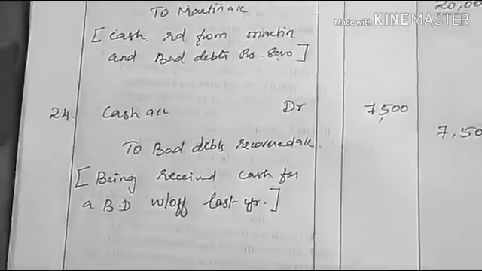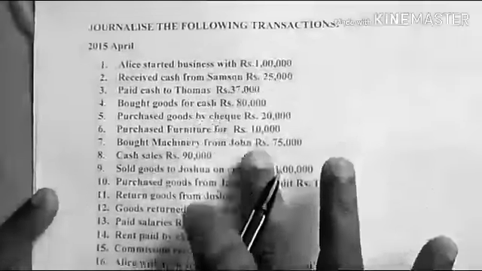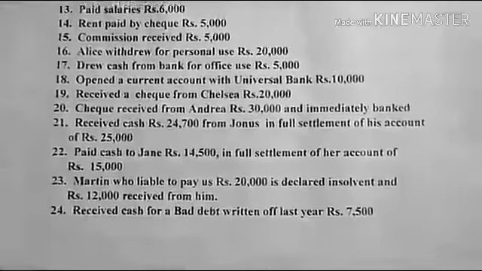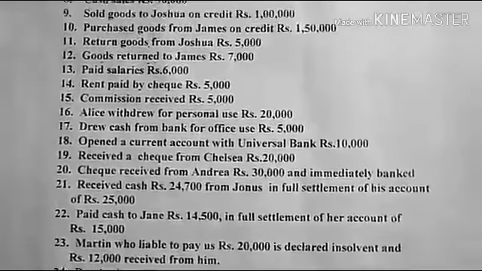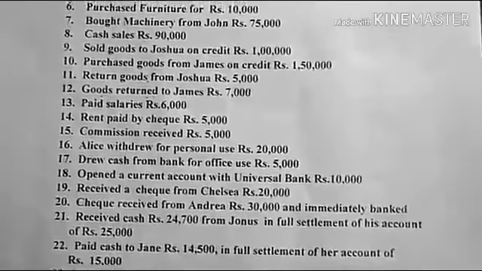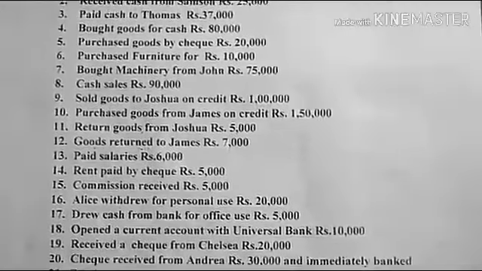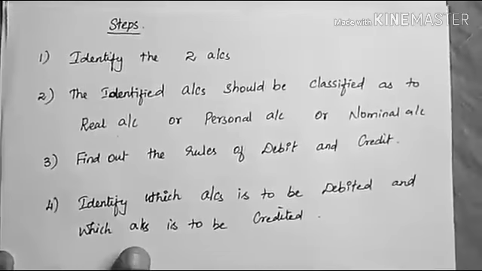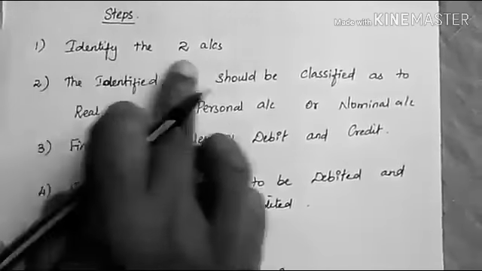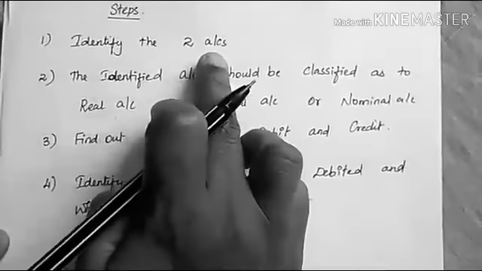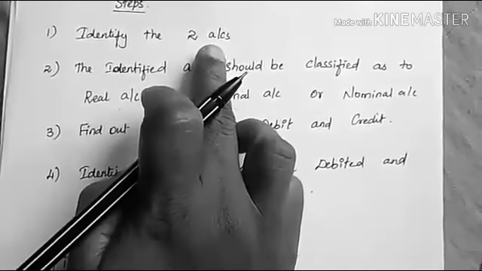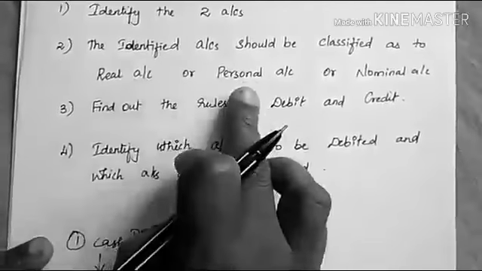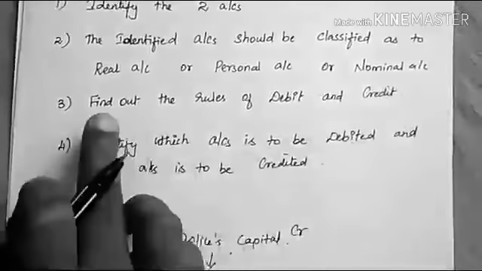7,500. In this video I have explained 24 journal entries. In order to make a journal entry, you need to have thorough knowledge of the 3 golden rules, that is real account, nominal account and personal account, and you have to follow the 4 necessary steps. These are the 4 steps which are very essential for each and every transaction. So first thing is you need to identify the 2 accounts, that is a debit account and credit account. The identified account should be classified as real or personal or nominal account, and find out the rules.